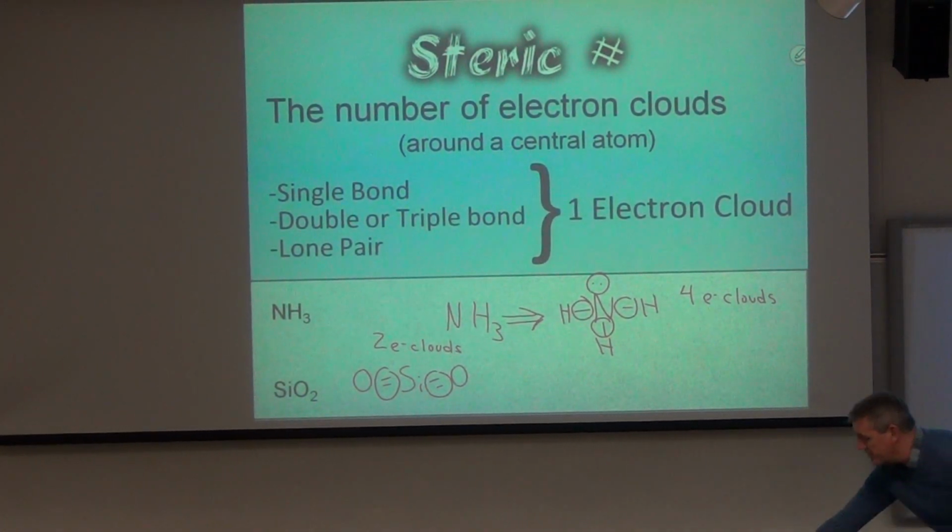And as I just mentioned, we do have unpaired electrons on the oxygen out here, but that's not our central atom, and so we're not going to count those as electron clouds.